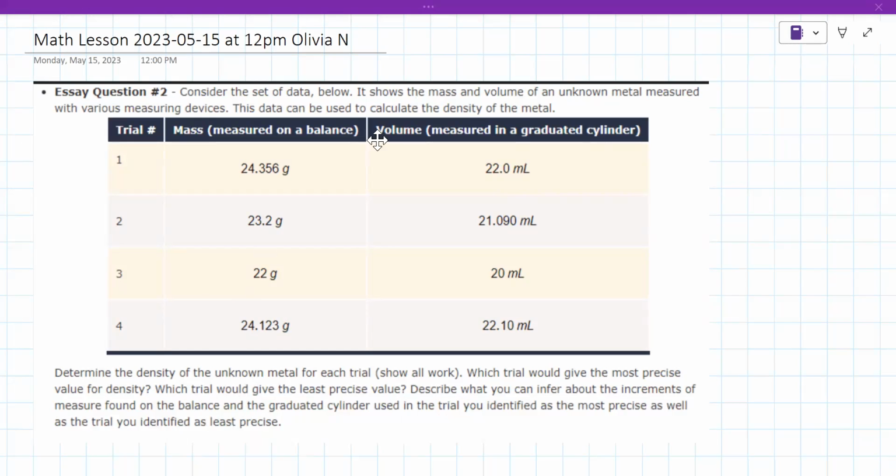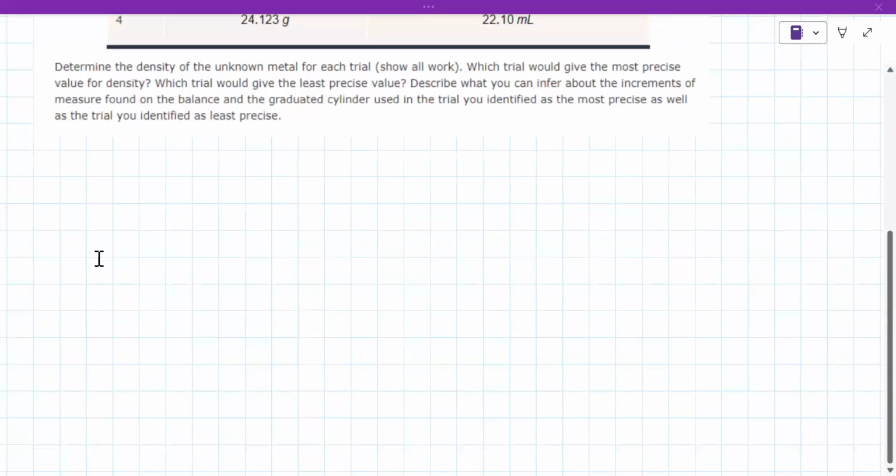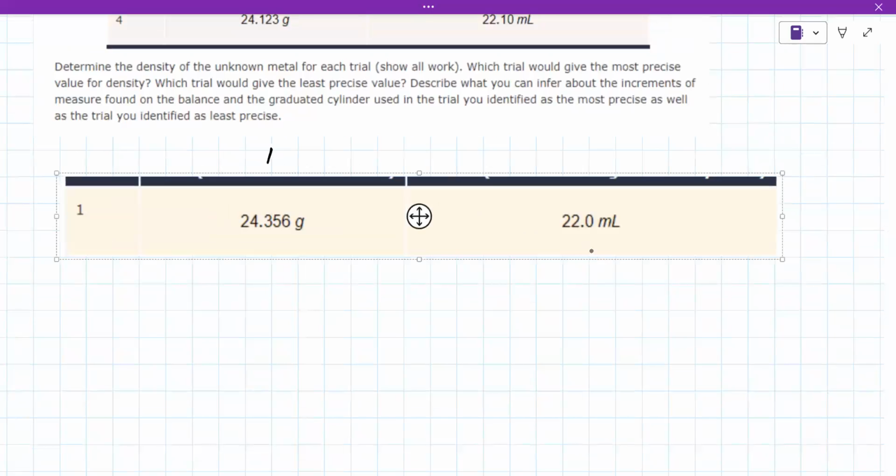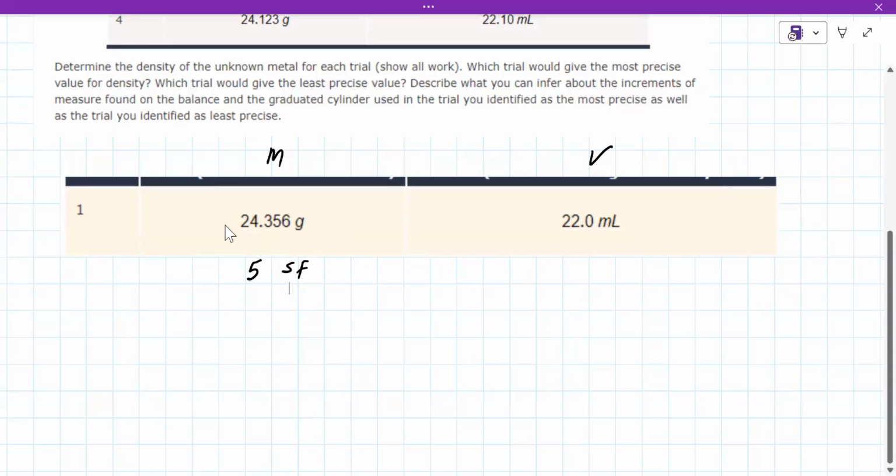Okay, we're going to do this one at a time. So we'll start with trial number one. Got the mass, we got the volume. On the left here, this has 5 significant figures. You basically count all the digits as a starting point. The one on the right has 3 significant figures. The reason is that 0.0 is included. If it only wanted you to go to 22, it would have 2, but because of the 0.0, it adds to it.